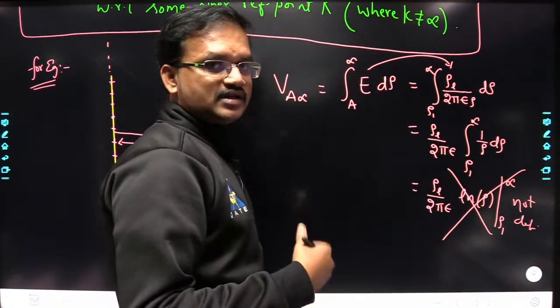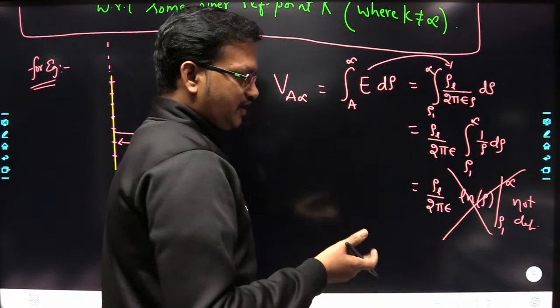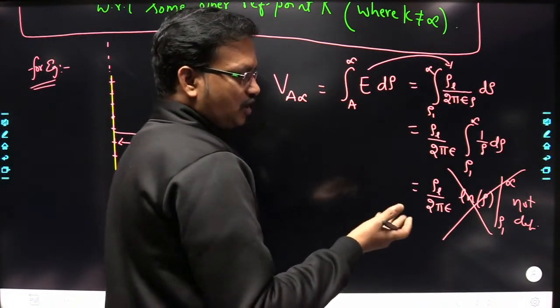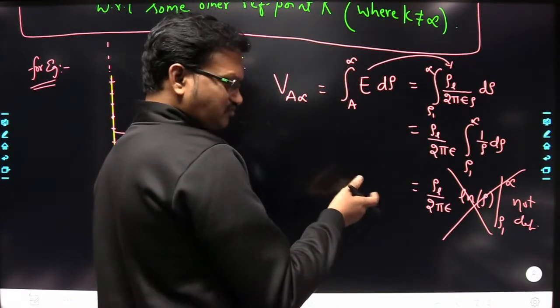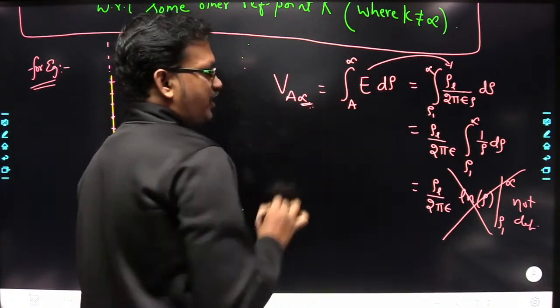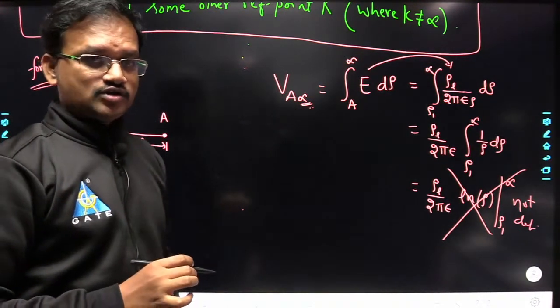Ln of infinity minus ln of rho 1. So ln of infinity is not defined. You should not consider the reference point as infinity in this case. So that's what I have told here.